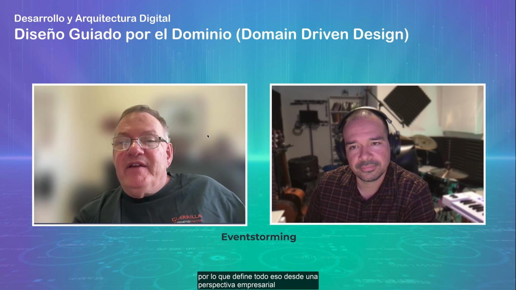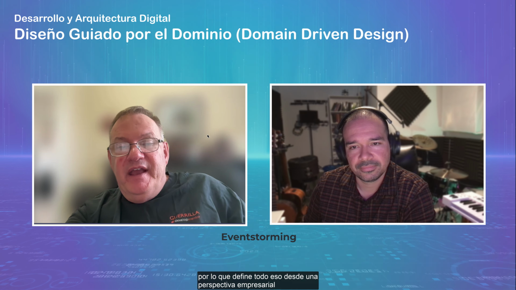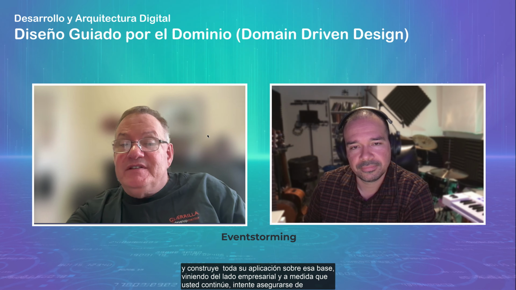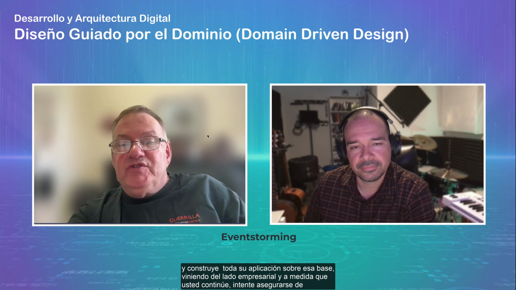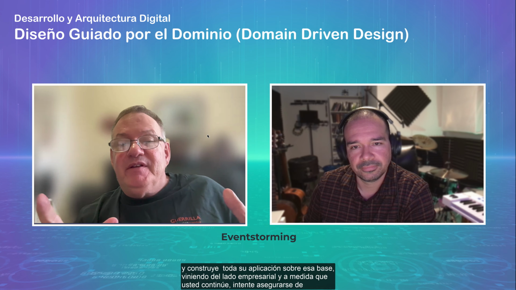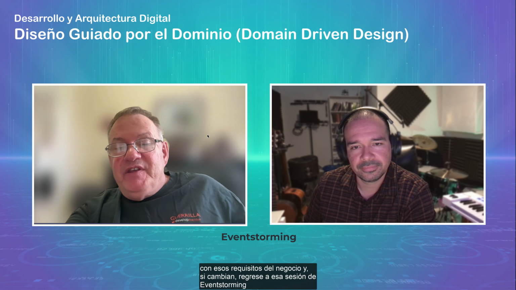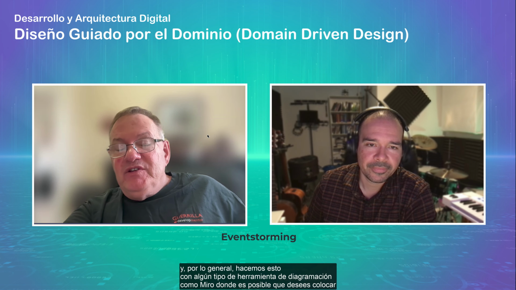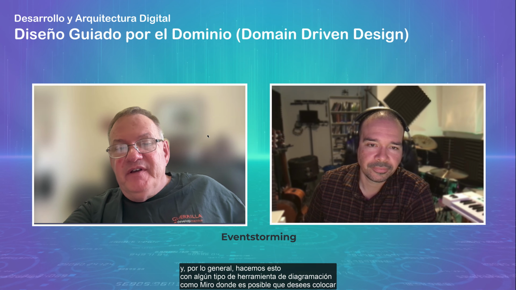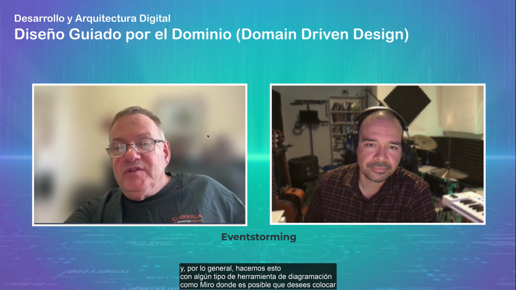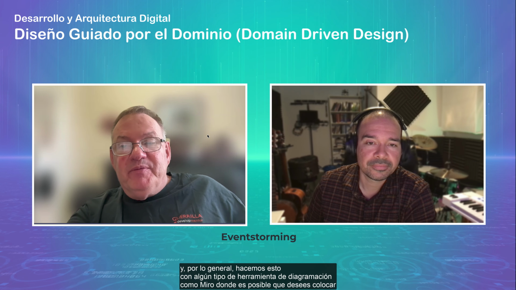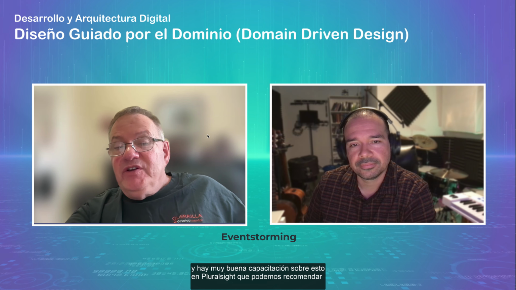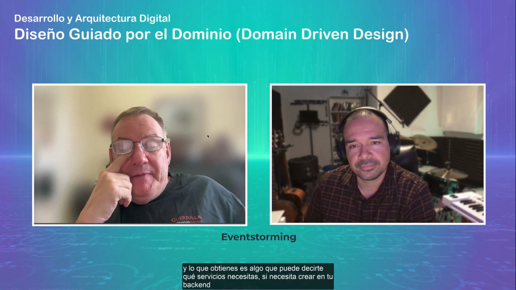So you define all of that from a business perspective, and you build your whole application on that foundation coming from the business side. And as you go forward, you try to make sure you stay in alignment with those business requirements. And if they change, you go back and look at that Eventstorming session. And usually we do this with some kind of a diagramming tool like Miro, where you might want to put stickies up there to indicate different aspects of this. And there's some really good training on this from Pluralsight that we can recommend.